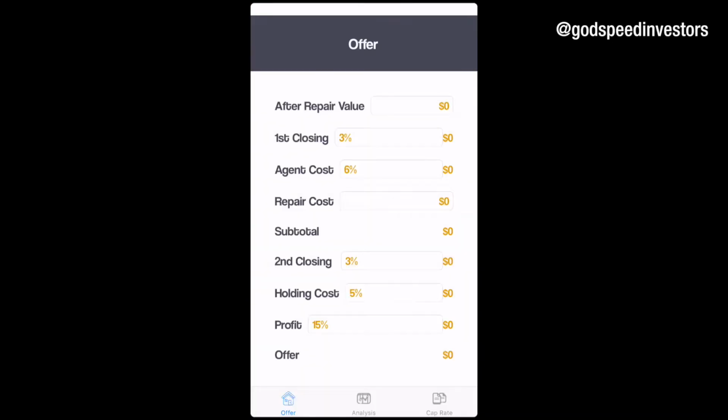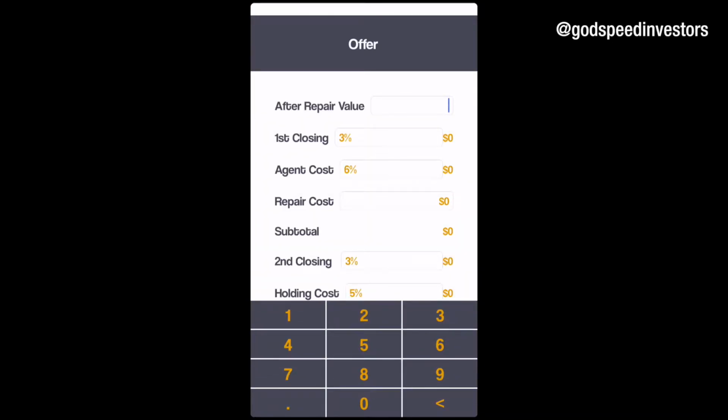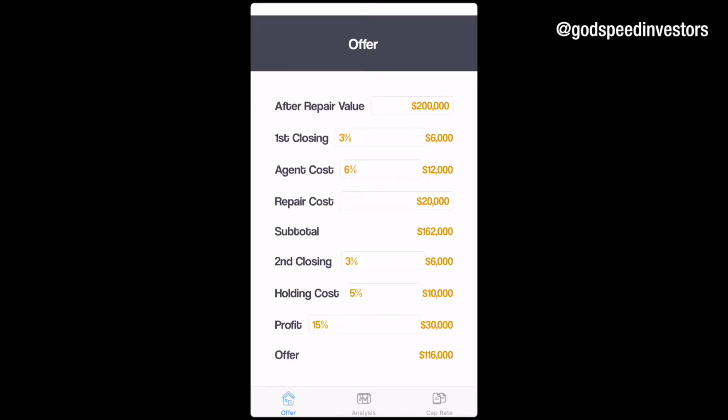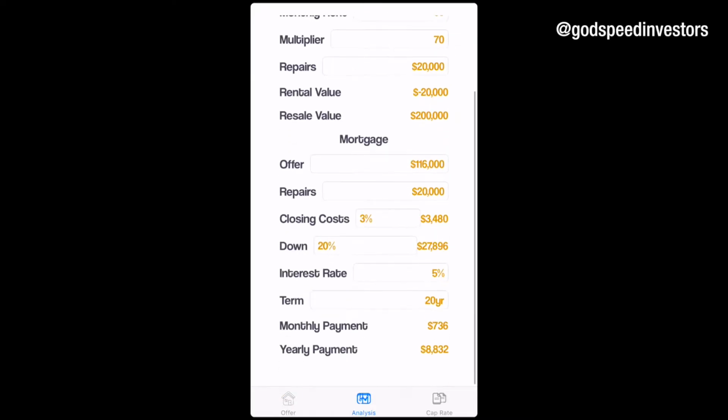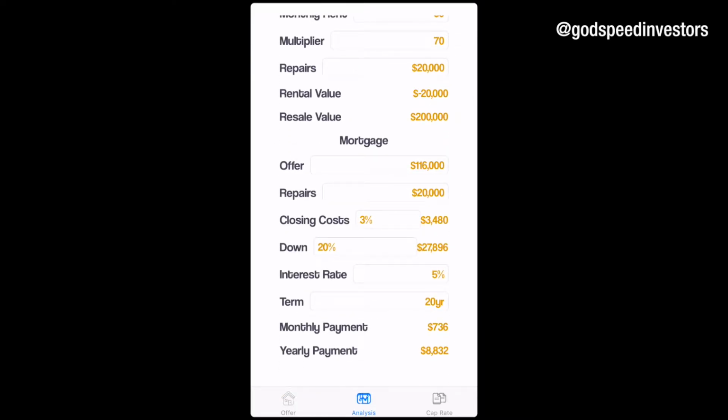Okay, now you tab over here to your offer segment. Your offer segment will pre-populate from the app that is before. So you have 200,000 here, okay, minus the 20,000 in repairs, right? Pre-populates to that third app, which is a mortgage calculator. So you got 116,000 offer, 20,000 in repairs, 3% of closing, and then 20% down.